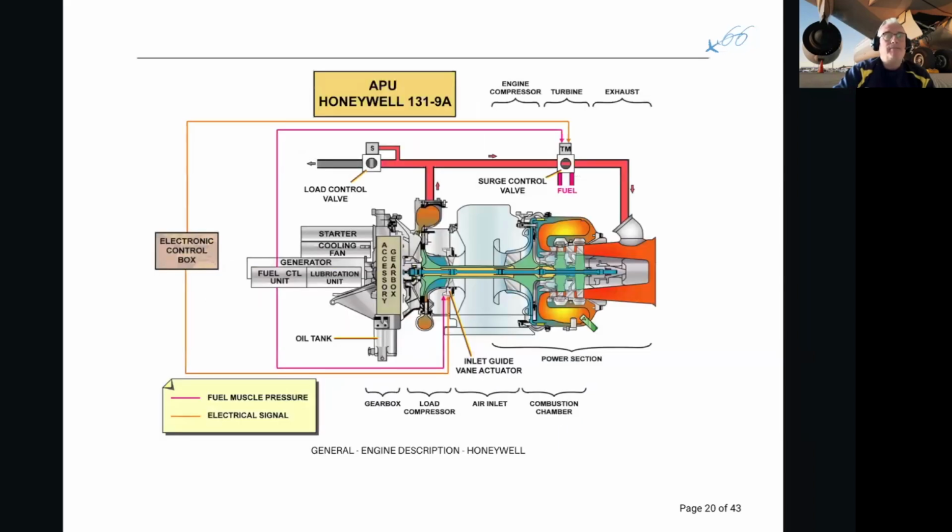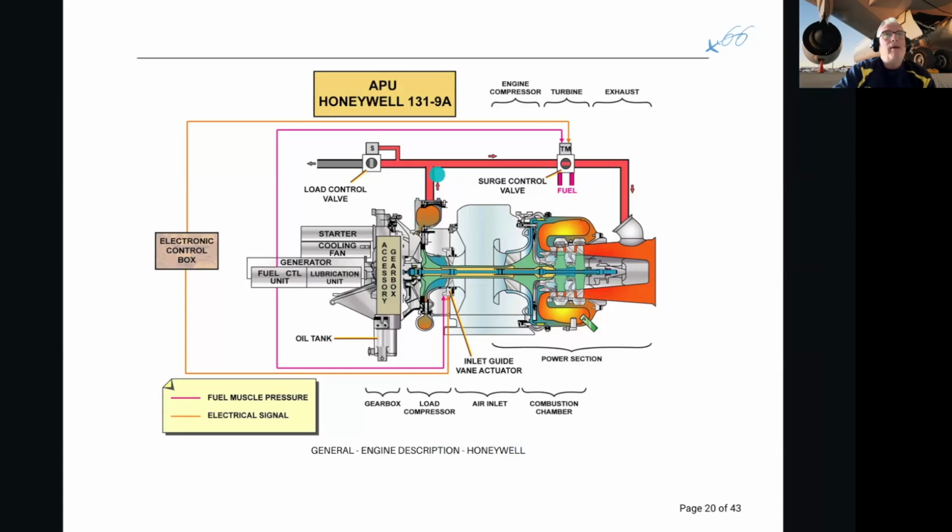So this is the one. The idea is air gets sucked in, gets turned, gets compressed, gets ignited. And by igniting, we can then, through an accessory gearbox, turn a generator and cause bleed air. That's the idea of these things, to create electrical power and air. The electrical power is the same on both APUs. This is the Honeywell one.